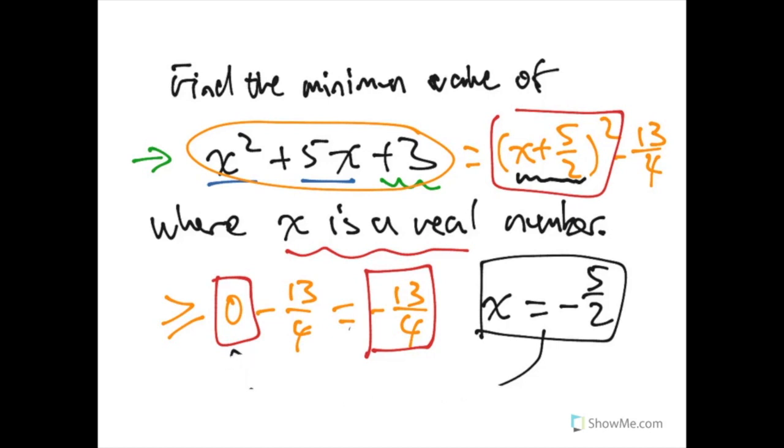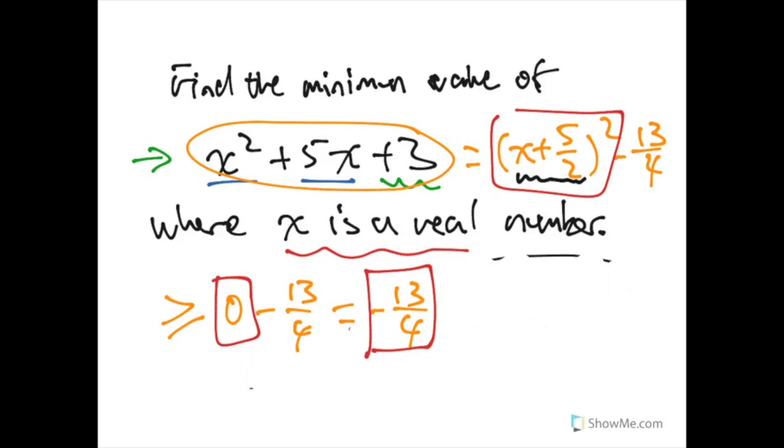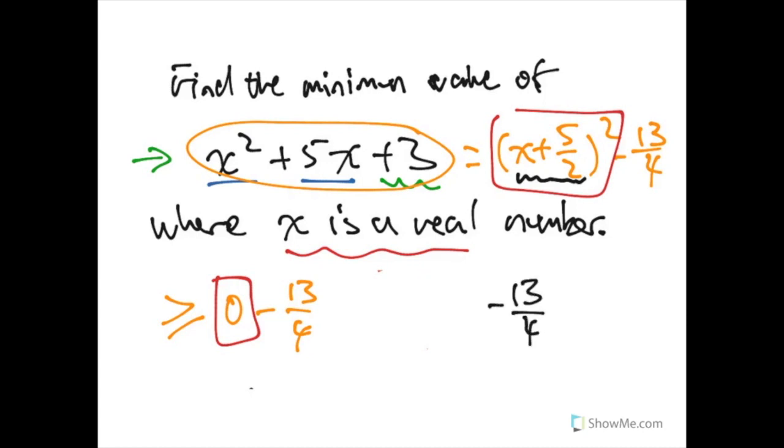So in conclusion, the minimum value of this quadratic is negative 13 over 4, and it is achieved at x equals negative 5 over 2. So this point here, negative 5 over 2, comma, negative 13 over 4, is essentially the vertex of the quadratic, you can say. Alright, so now we're going to move on to an actual question that involves this technique.